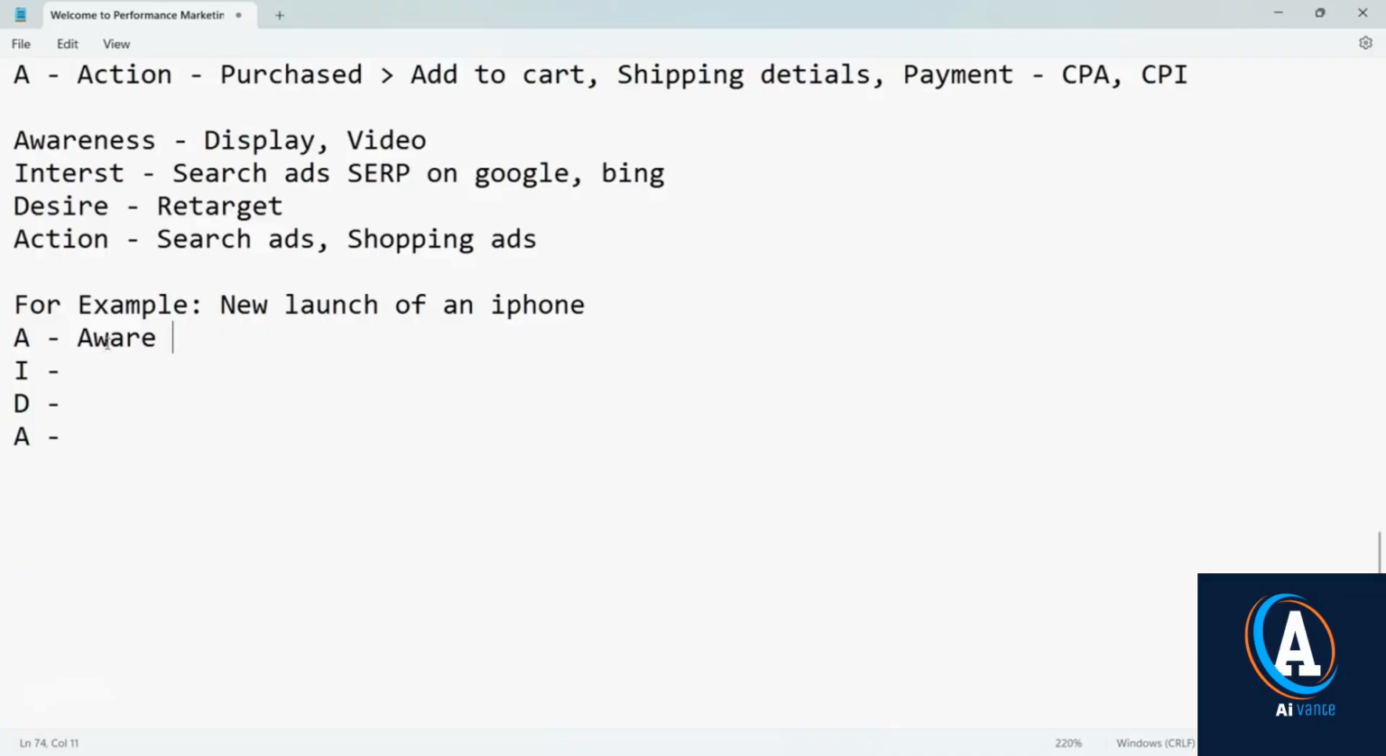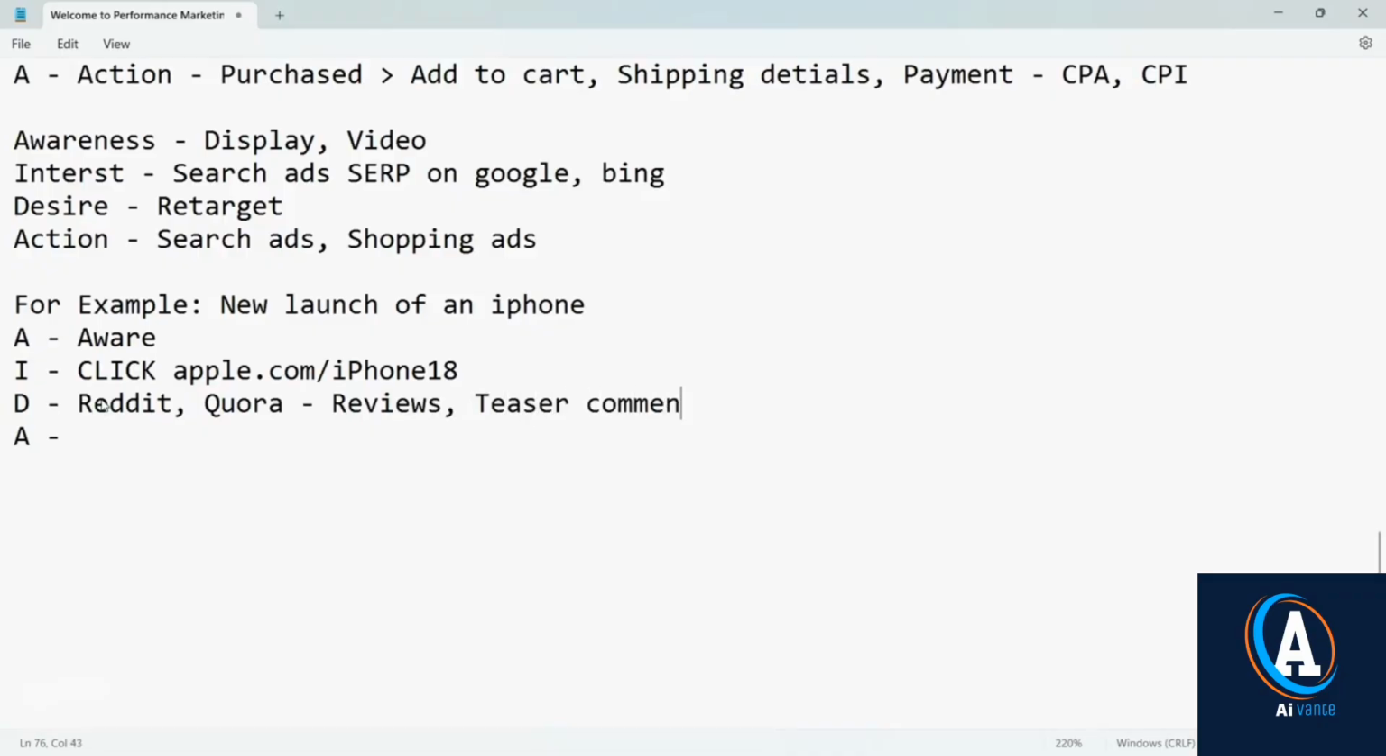So that new launch is making me aware with teasers all around this July, August month that there is something happening. You are interested because you click on it and you check out more about it on Apple's website. For example, you go to Apple's website and you see that there is a new Apple iPhone launching, 17, 18, etc., whichever name you want to give it, and you can check up more details about it. The desire is when you go on platforms like Reddit or Quora and you start checking out pre-reviews or more about the teaser comments or feedback. You start exploring all of these things.